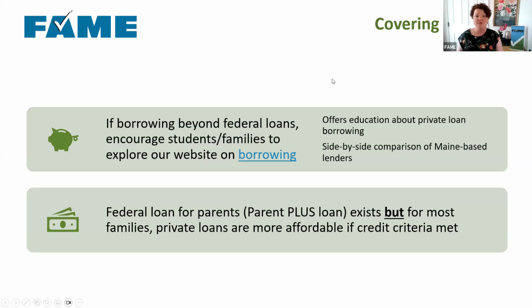If they're going to borrow beyond those federal funds, we have a website on borrowing that they should check out. I think it's famemaine.com/borrowing. It offers education about private loans. It also has a side-by-side comparison of private loans offered by Maine lenders. So you can see, what do those interest rates look like? What do those terms look like? And certainly there are larger national lenders that can help as well.